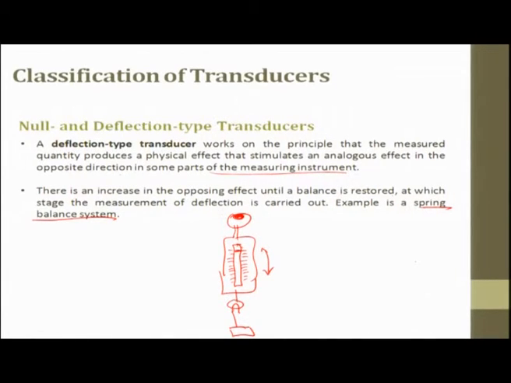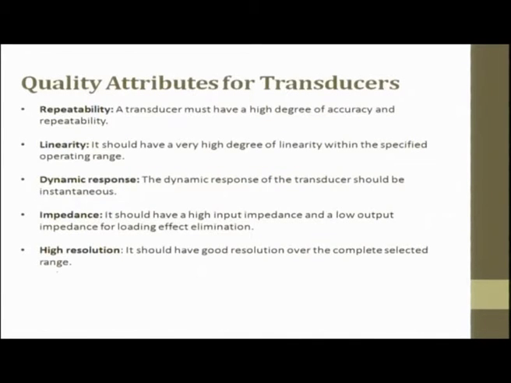So, we saw null type and deflection type. Null type brings it to zero, and this is the other thing. The quality attributes for a transducer are, like for any sensor, repeatability. The transducer must have a high degree of accuracy, then linearity, a very high degree of linearity in the specific operating range. Then it has to be dynamic, that means any response it has to take instantaneously. The impedance should be a high input impedance and a low output impedance for loading effect elimination.